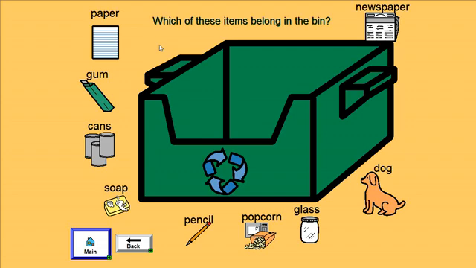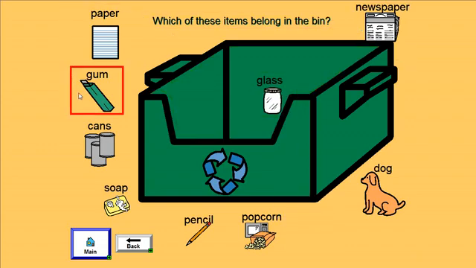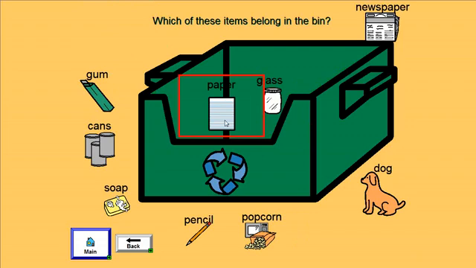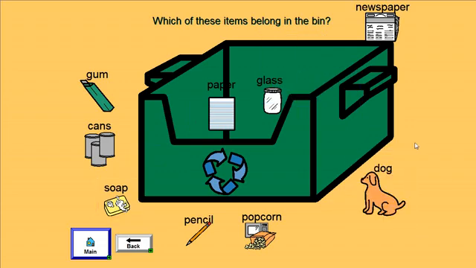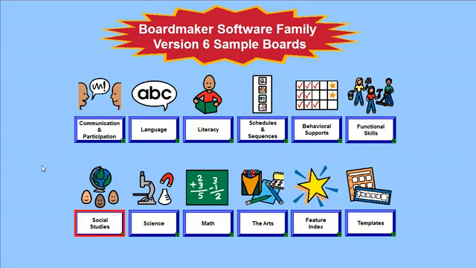So within the classroom you could have students come up and decide on what goes in the box. It's just a matter of dragging and dropping. Glass. So that's correct. And paper. But if we chose something incorrect, "No, try again." We get some auditory feedback to try again. "No, try again." If we choose the dog, we get the same thing. So you can see how that works.